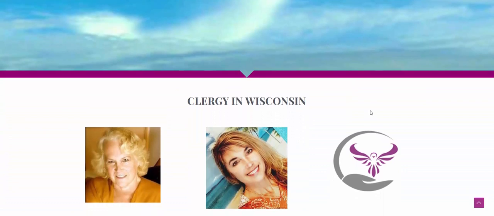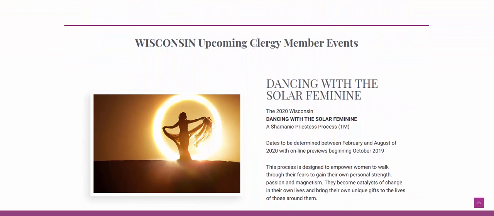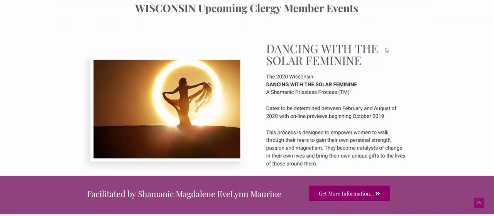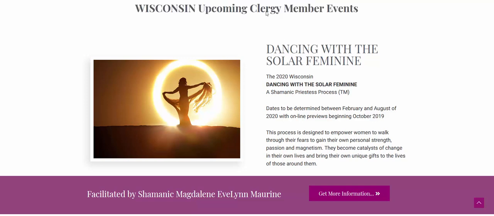When I get to the state page, it's going to have at the top members that are located in that state, and then below that it'll have Wisconsin upcoming clergy member events. So it needs to be an event that would be held in that particular state should you choose a state page. The featured event itself will have a title, a short description of what that event is, and an image that you want to use to represent that, and then a link to get more information about your particular event. Alright, so that would be our first location, a location page.